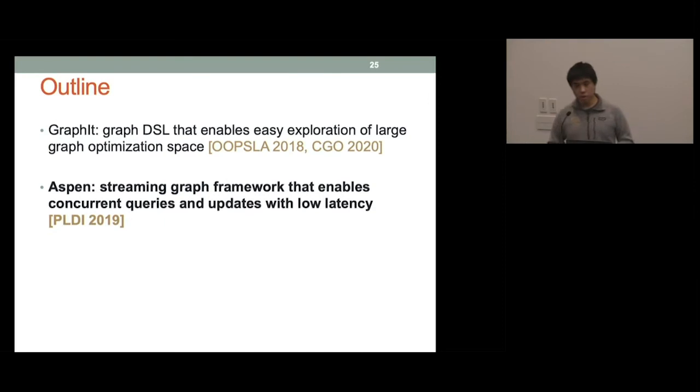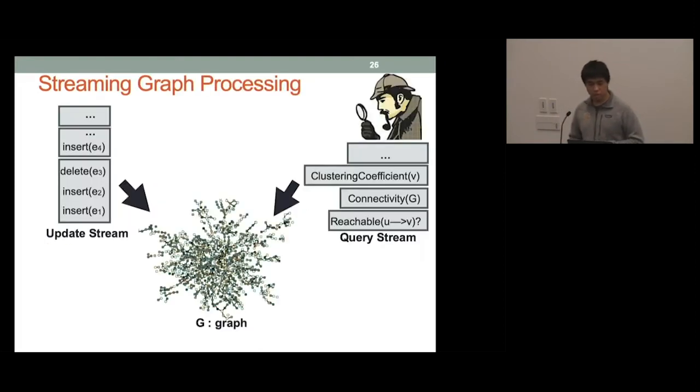Okay, so that was the GraphIt DSL. Next, I'm going to talk about Aspen, which is a streaming graph processing framework that we've developed that allows us to run queries on the graph while it's being updated at the same time. Many real-world graphs are changing rapidly in real time, and we want to be able to run algorithms on the graph even though it's changing.